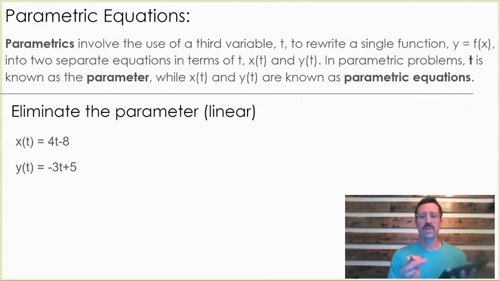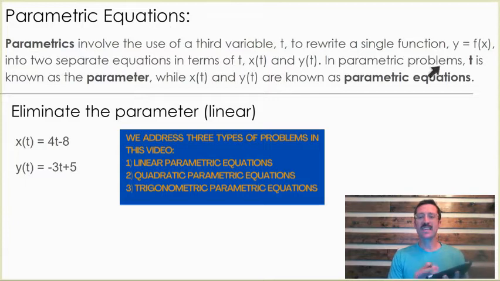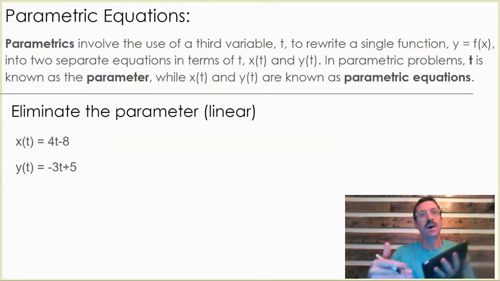Parametric equations involve using the third variable t to rewrite a function in terms of t. And that t is known as the parameter. That's why they're called parametric equations, because these other values depend on t. So in this particular example, we have two parametric equations, x of t and y of t.